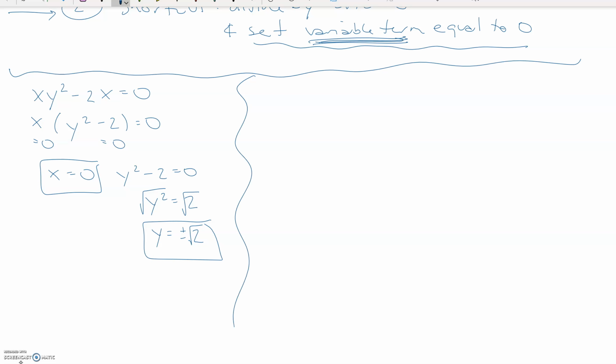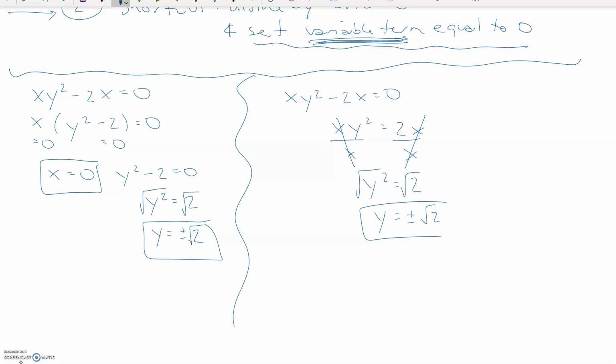The go ahead and divide by the variable version shows xy squared minus 2x equals 0. If you move the 2x over, we can divide both sides by x, cancel, cancel. You get y squared equals 2, square root, y equals plus or minus rad 2. But we also have to remember that the term that we are dividing away, x, we have to set that equal to 0. So we get x equals 0. Same answers here as here.